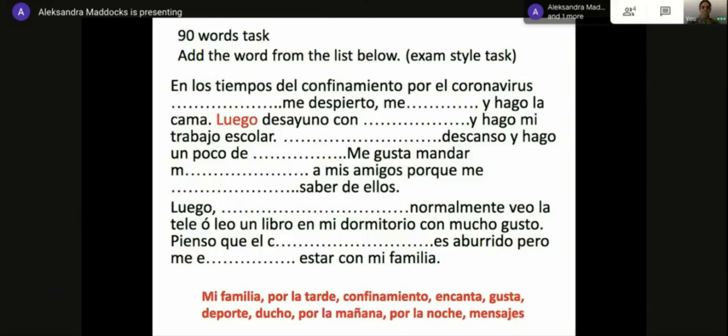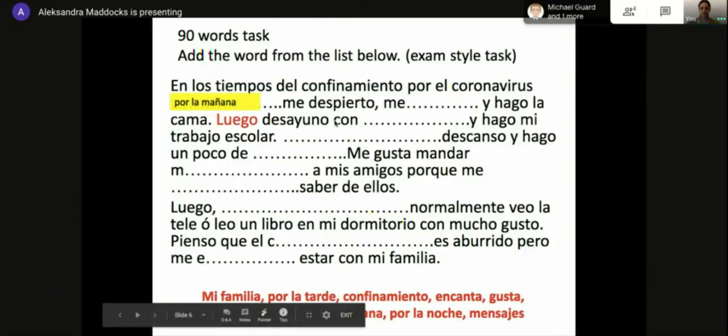So now we're going to read it all together, and you will put the word that you think should come in the gap. So let's do it together. En los tiempos del confinamiento por el coronavirus, me despierto. What word should come in there? Is it going to be mi familia or any other word from the list? The one that logically would fit in here because of the context is por la mañana, because it would mean in the morning I wake up.